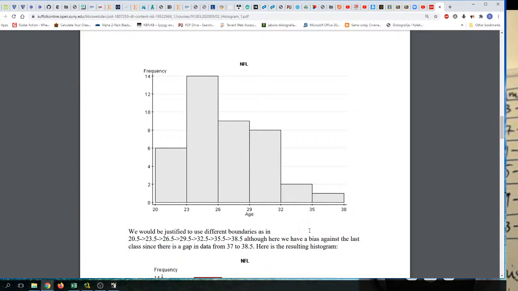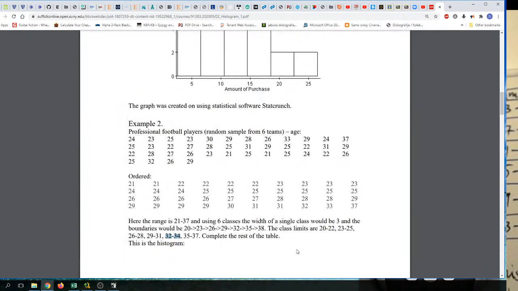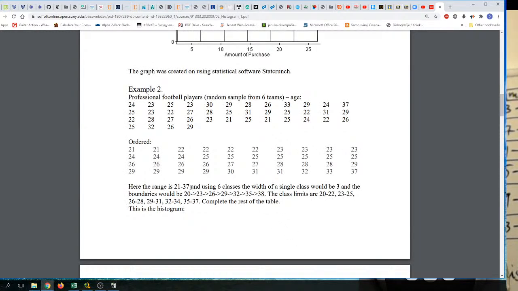So you can use boundaries to be fractions. So let me see this one more time, how I decided that. I said the range of the classes between 21 and 37, and each class is going to have the width of 3. So instead of starting at 20 and ending at 38, you might want to start at 20.5.